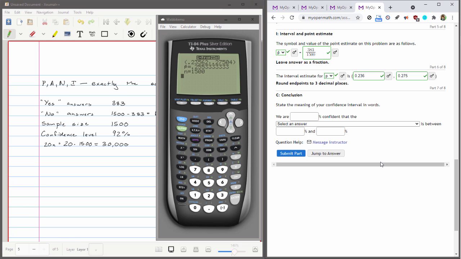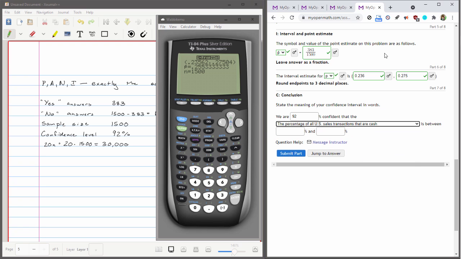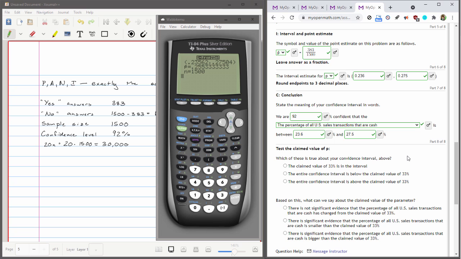Okay, so the difference between this and the problems in 3.9 is the conclusion. The first part is the same. Our confidence level was 92, so we're 92% confident that the parameter, the percentage of US sales transactions that are in cash, is between this number as a percent, 23.6%, and this number as a percent, 27.5%. And now here comes the new thing.